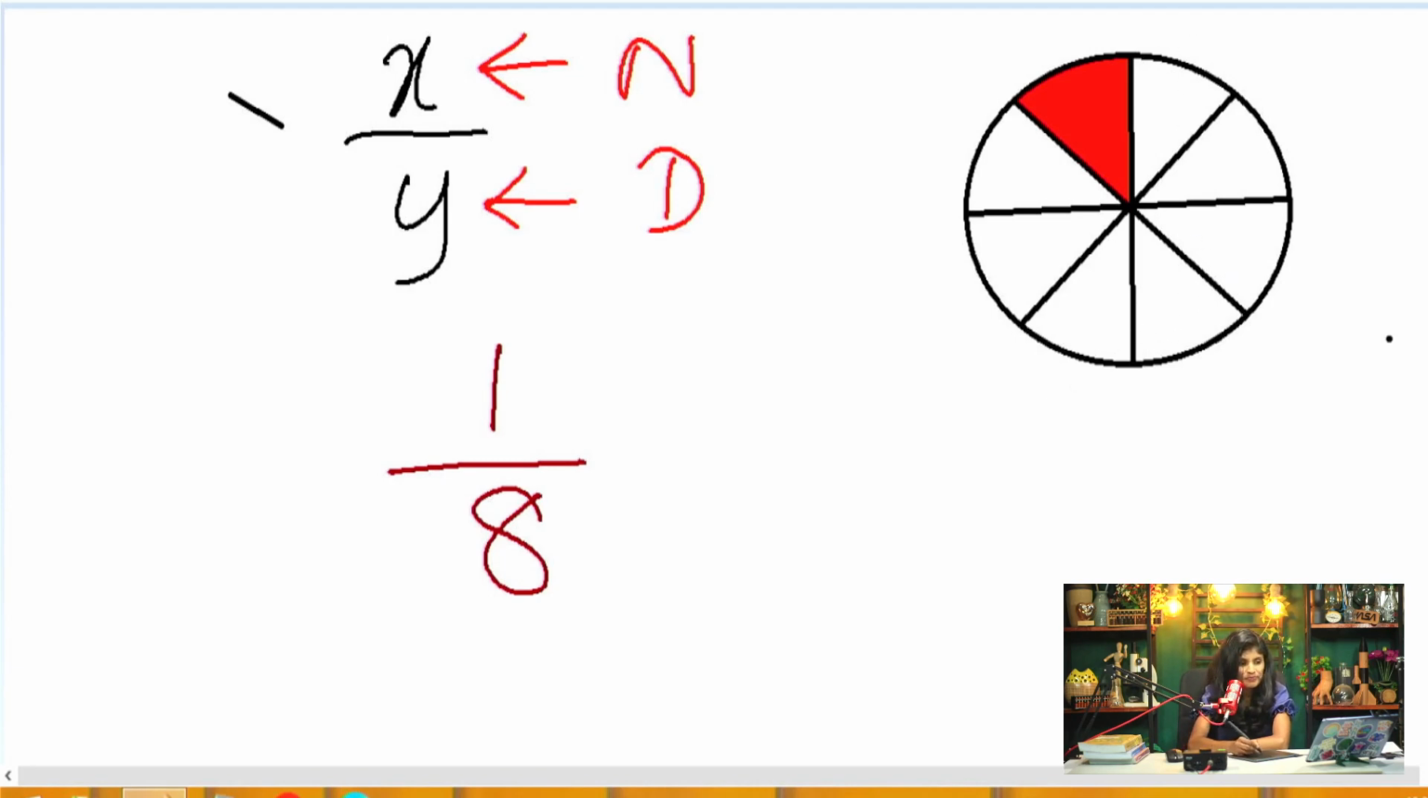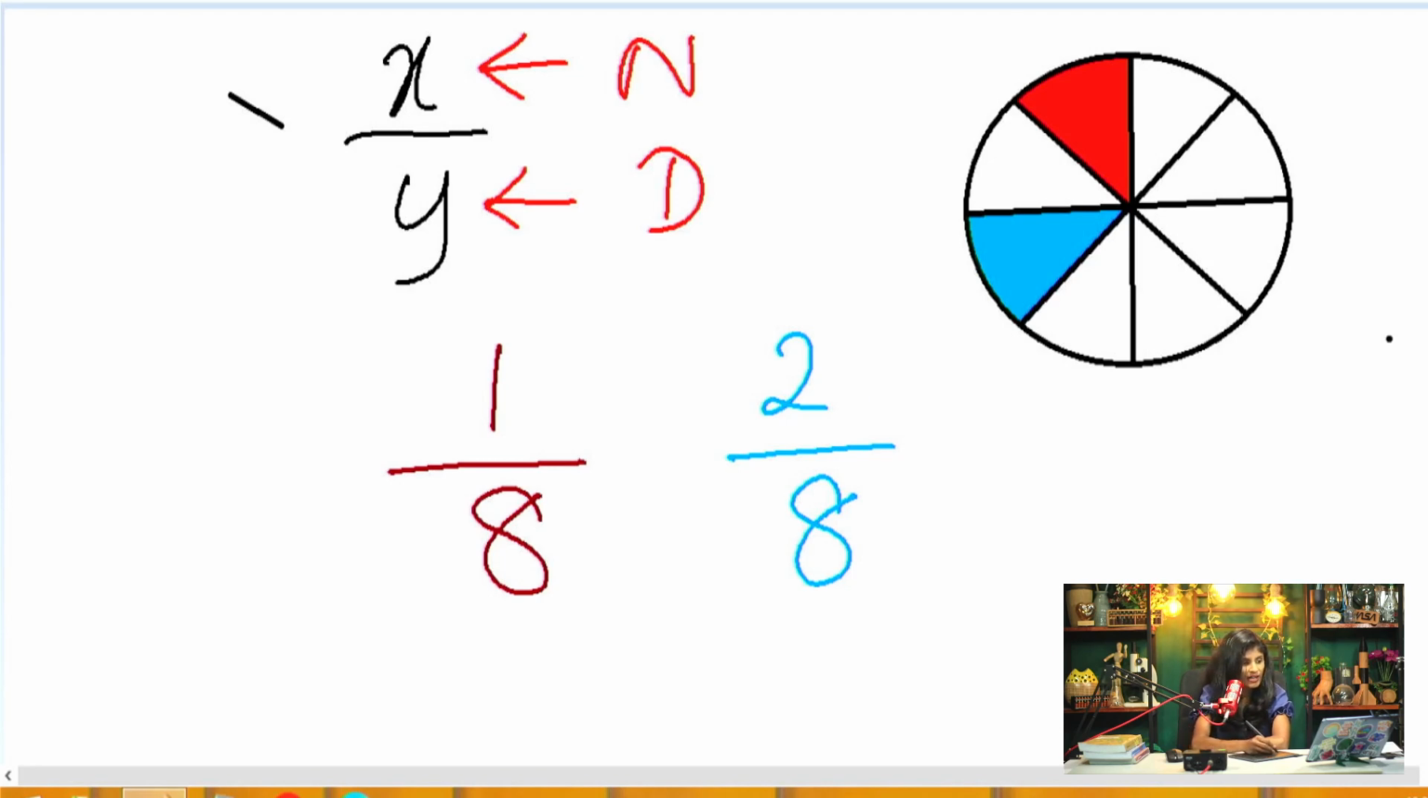That's clear. So now I'm going to color another part. How many parts altogether are there? Yes, that is again 8. And how many parts have been colored? Yes, 2 parts. So this is the answer. The answer has changed, right?